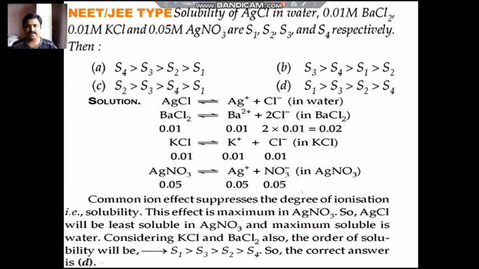So the common ion effect suppresses the degree of ionization, that is, the solubility. This effect is maximum in the case of silver nitrate. So AgCl will be least soluble in AgNO3 and maximum soluble in water. Considering KCl and barium chloride also, the order of solubility will be S1 greater than S3 greater than S2 greater than S4, which matches the fourth option.